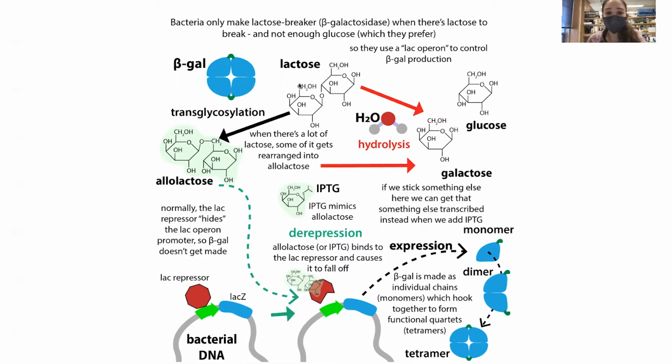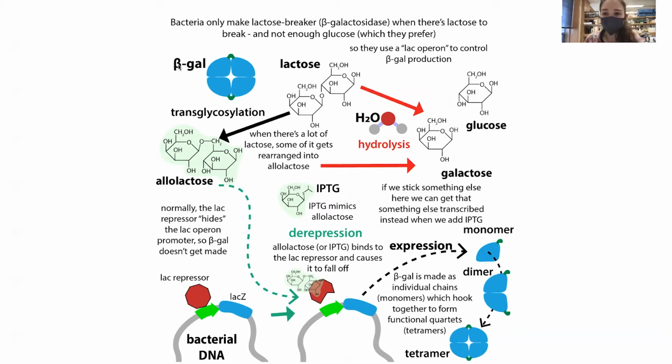But they're only going to want to make beta-galactosidase if they have a lot of lactose and not very much glucose, because they prefer glucose. If they have plenty of glucose, they can get glucose by breaking up lactose, but they have to go through work to break it down. So they'd rather just use glucose and not have to worry about making beta-galactosidase if they don't need to break down lactose, either because they have plenty of glucose or because there's no lactose around.